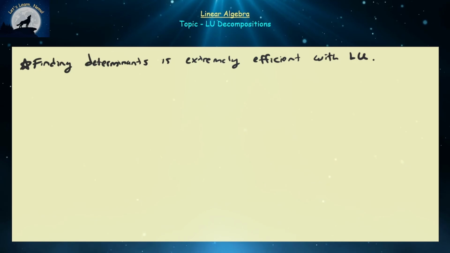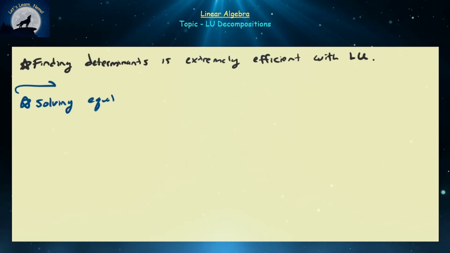So we clearly see that finding determinants with LU decompositions is very, very efficient and is not nearly as expensive compared to expansion by submatrices and stuff like that. But are there any other things that are a little bit easier under the realm of LU decompositions? One of the more important applications for LU decompositions is solving equations. So solving matrix equations, right?